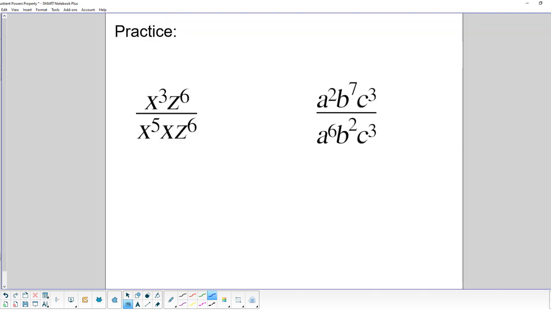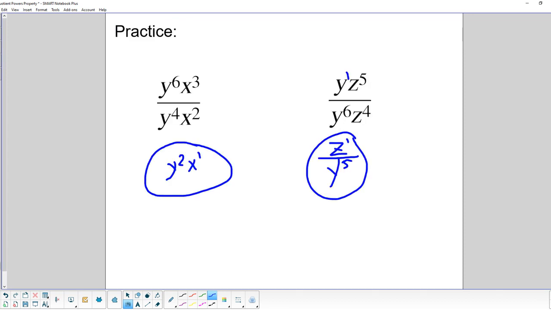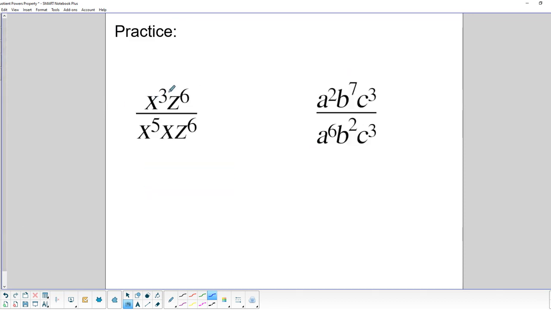So just to give you an idea, let's hang in there and do a couple more, okay? All right, so the x's, we've got 2 more on the bottom, so x to the 2nd on the bottom. Oh, I missed that extra x. We got an extra 1 there. So that means we actually had 6 on the bottom. So we have 3 more on the bottom than we do on the top.